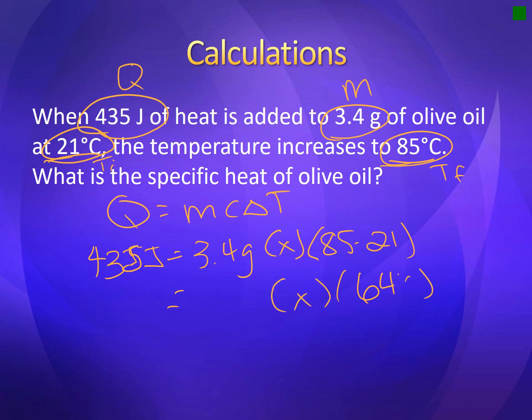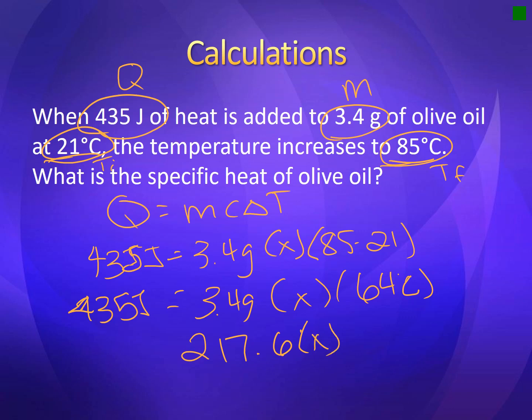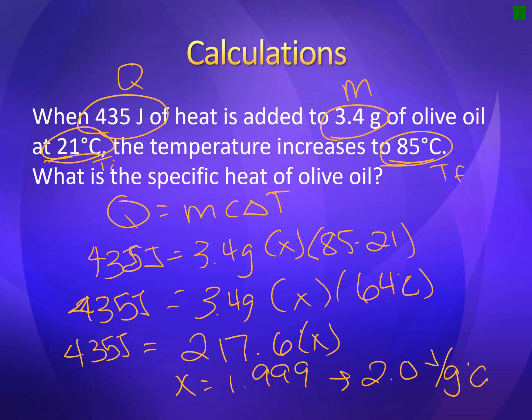Okay, my X, C, and then 3.4 grams, 435 joules. I'm going to consolidate and put 3.4 times the 64, so that's 217.6 times X equals 435 joules. And then now I'm going to solve for X by dividing by the 217. I get X equals 0.999, which rounded to the 2 sig figs from the problem would be 2.0 joules per gram degrees Celsius. So the specific heat is 2.0 joules per gram degrees Celsius.